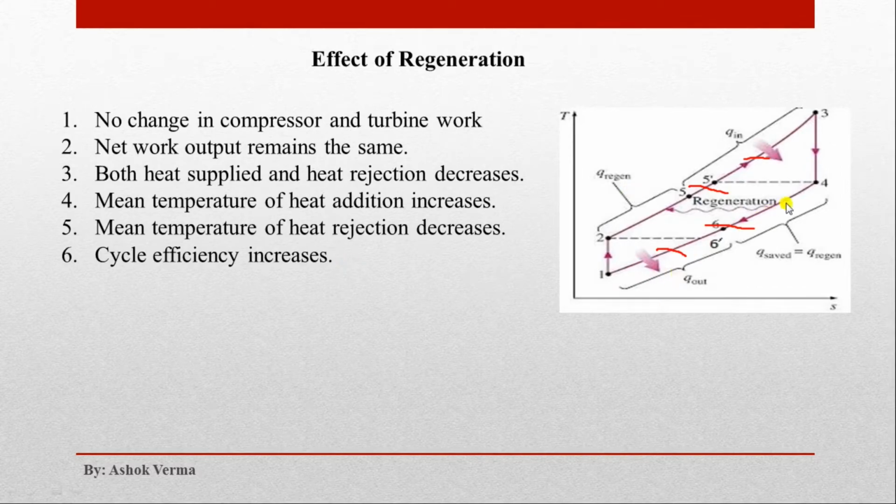Here we can see that if you are using reheating, then the scope of regeneration is increasing. Why? If you increase the reheating, you will get a higher temperature at the turbine exit. With a higher temperature at the turbine exit, you will get more heat in the rejection process, so you can use that amount of heat to increase the temperature at the compressor outlet.